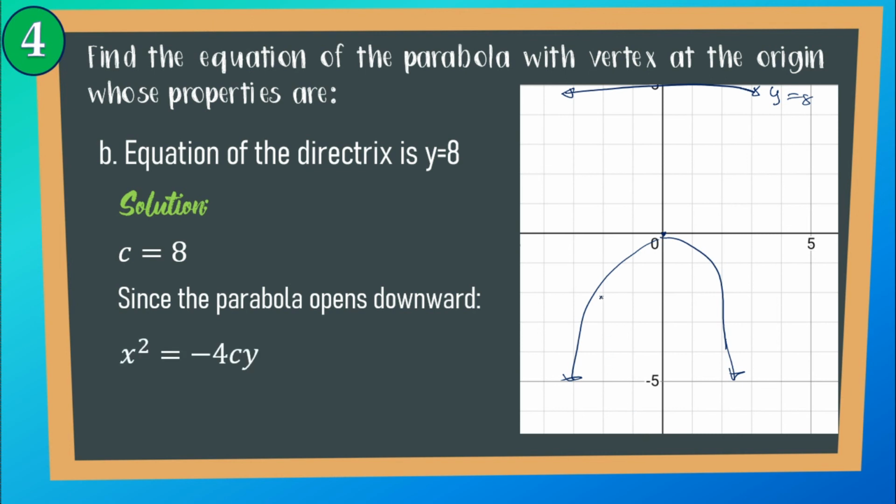So, gagamit tayo ng standard form, x squared equals negative 4cy. So, gagawin lang natin, multiply lang natin yung 8 tsaka yung 4 since c is equal to 8. So that's why our final answer is x squared equals negative 32y.